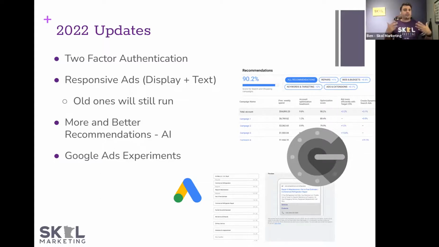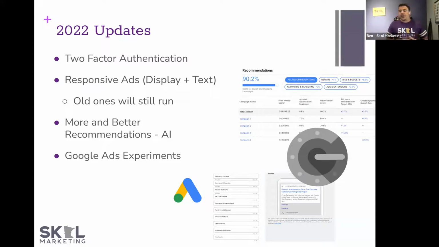The first is Google is really hitting hard with two-factor authentication. You're probably familiar with this. It's like when you log in to your different accounts. Facebook has this, normal Google accounts have this, GoDaddy, a ton of accounts have this. This is where you get a code sent to your phone to be able to log into your account.